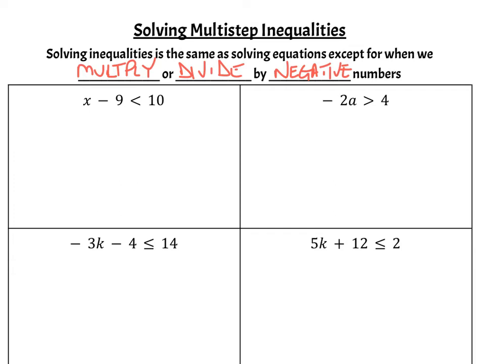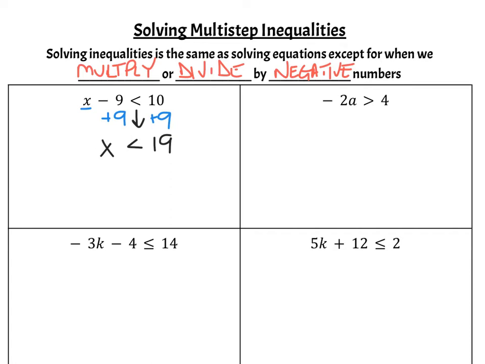So we'd still really be going through our steps of our equations foldable, and you'll notice I'm starting you off with some of the simpler types of inequalities. So this first one, all I'm doing is subtracting 9, so we're going to add 9 to both sides. So that gives me x, I bring down my inequality, x is less than 19. So did I multiply or divide by a negative? Nope. So I solve it just like an equation.